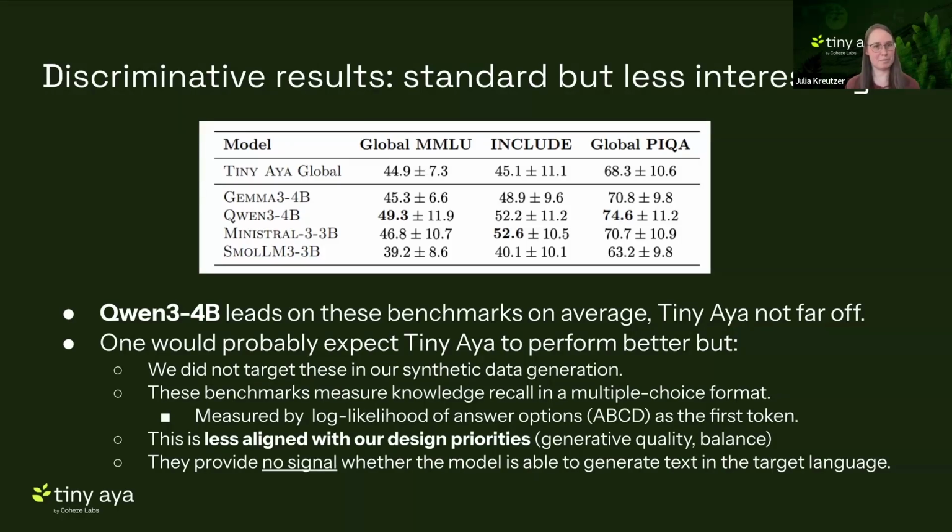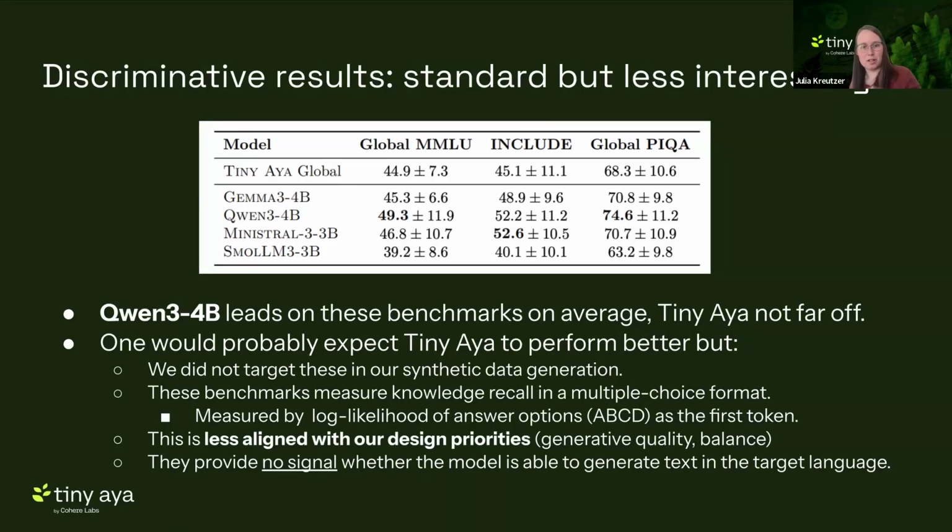So we have these discriminative benchmarks, and we find that Quen tends to lead on them. TinyIA is not too far off. If you look at the absolute numbers, that's not too terrible. But I heard voices asking, why is it not performing better at these? Because you're so multilingual, you're doing things so well. Why is that not happening? We did not really target those. So none of these were explicitly hill climbed on. We did not target them within the synthetic data generation that Daniel presented.